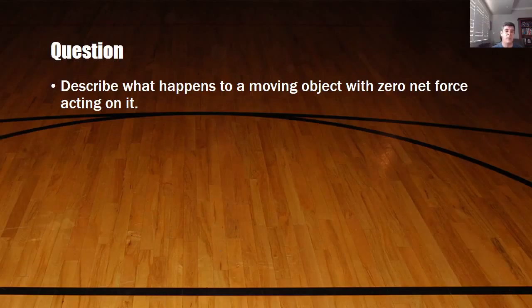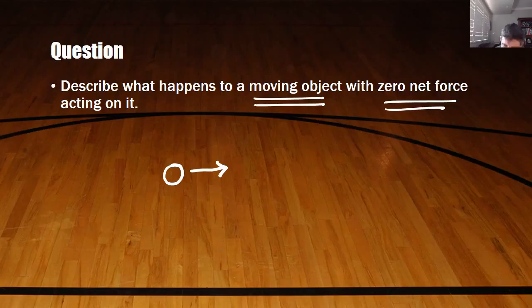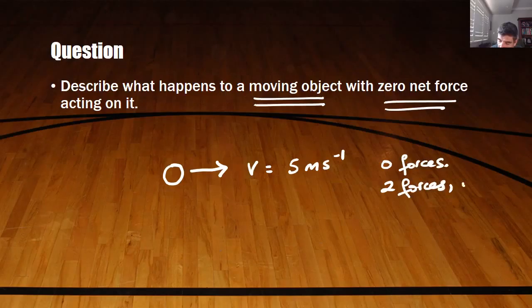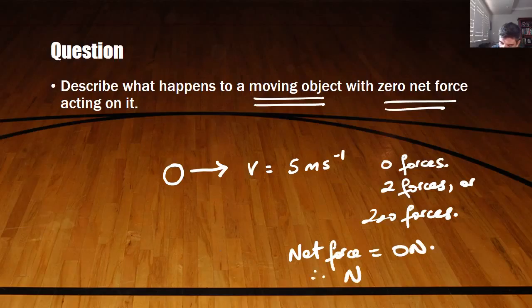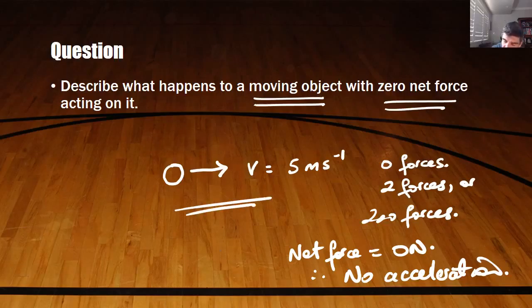So questions around Newton's first law are very much about what happens to moving objects or stationary objects when there is a zero net force acting on them. The key to this is if an object is moving in a certain direction with a certain speed, let's say its velocity is equal to 5 meters per second, then irrespective of whether there are zero forces, two forces, or 200 forces, if they all balance each other and the net force is 0 newtons, therefore there is no acceleration. And if there is no acceleration, then the object must remain in its present state. So it will continue to move at 5 meters per second in an easterly direction, if we call this east.